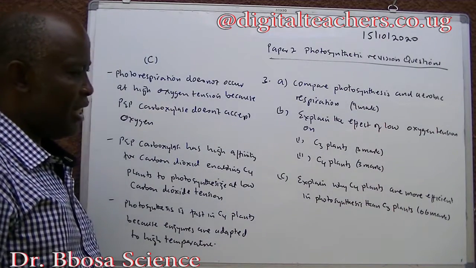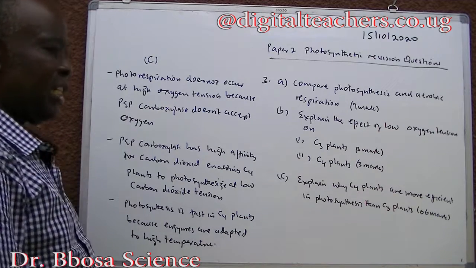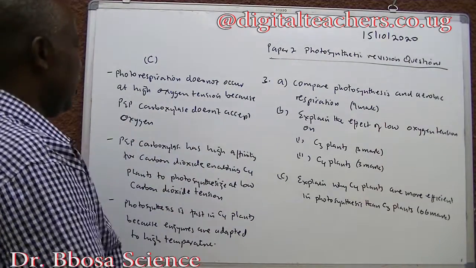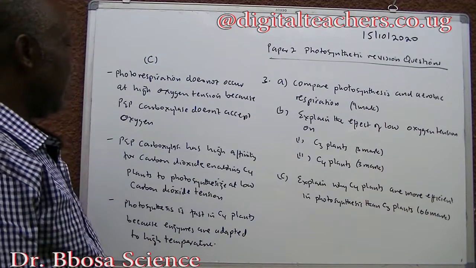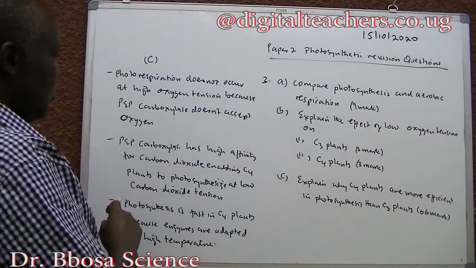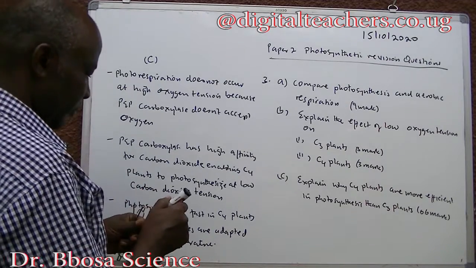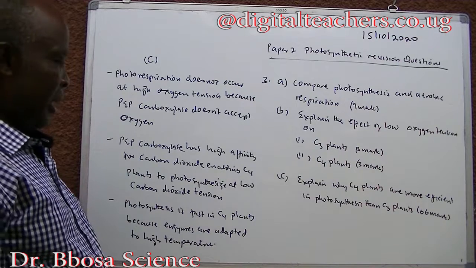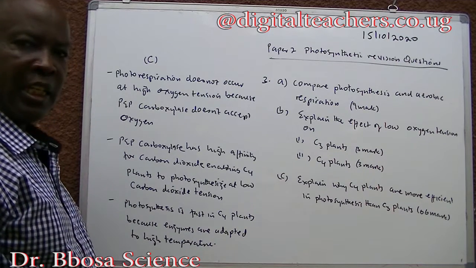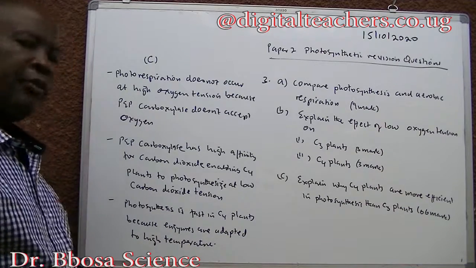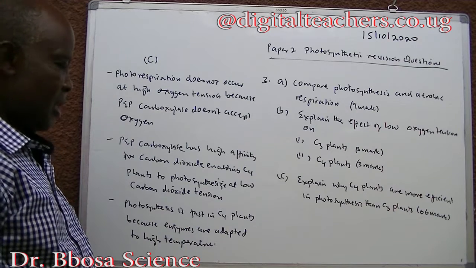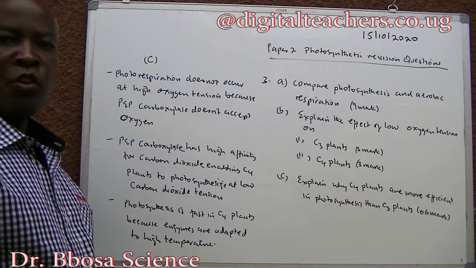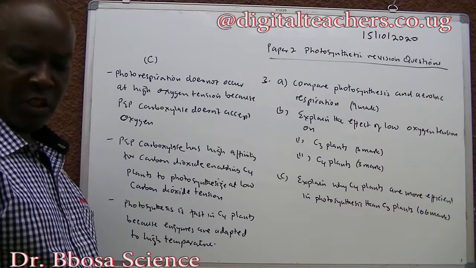C, explain why C4 plants are more efficient in photosynthesizing than C3 plants. One, photorespiration does not occur at high oxygen tension because PEP carboxylase does not accept oxygen. Two, PEP carboxylase has high affinity for carbon dioxide, enabling plants to photosynthesize at low carbon dioxide tension. Then three, photosynthesis is fast in C4 plants because enzymes are adapted to high temperatures. Usually at high temperatures, the rate of reaction is fast.